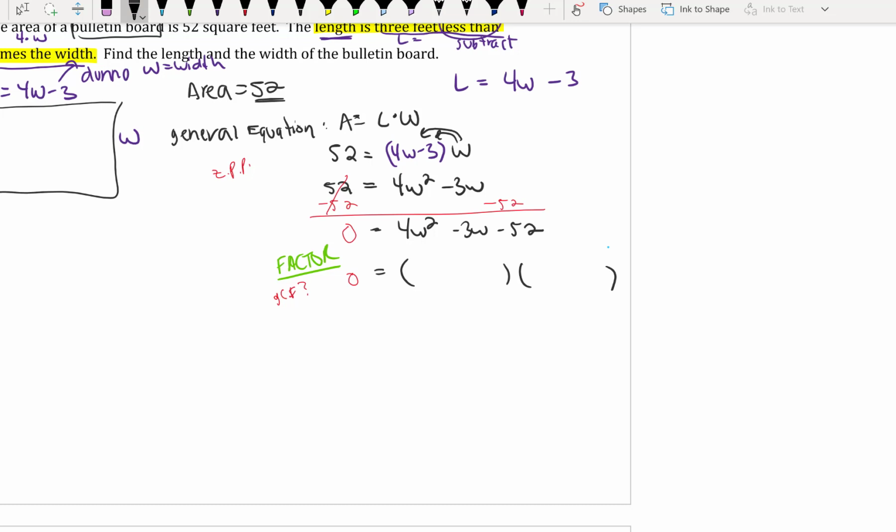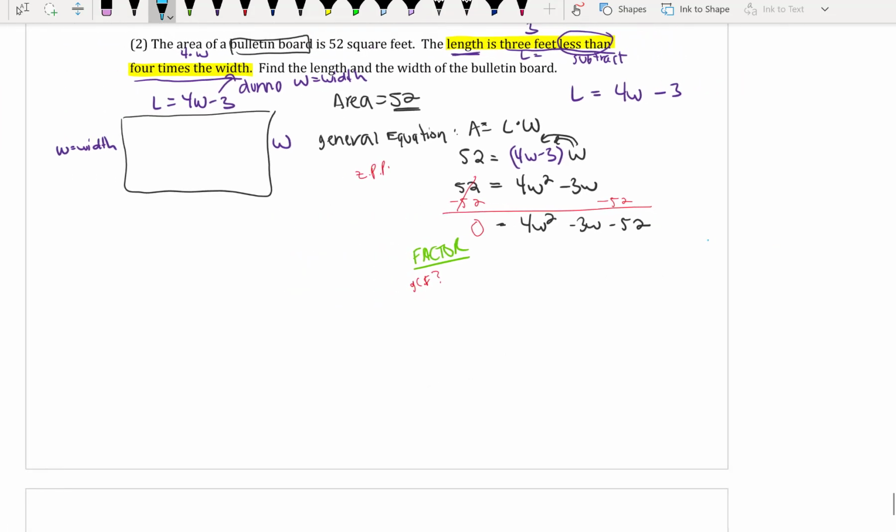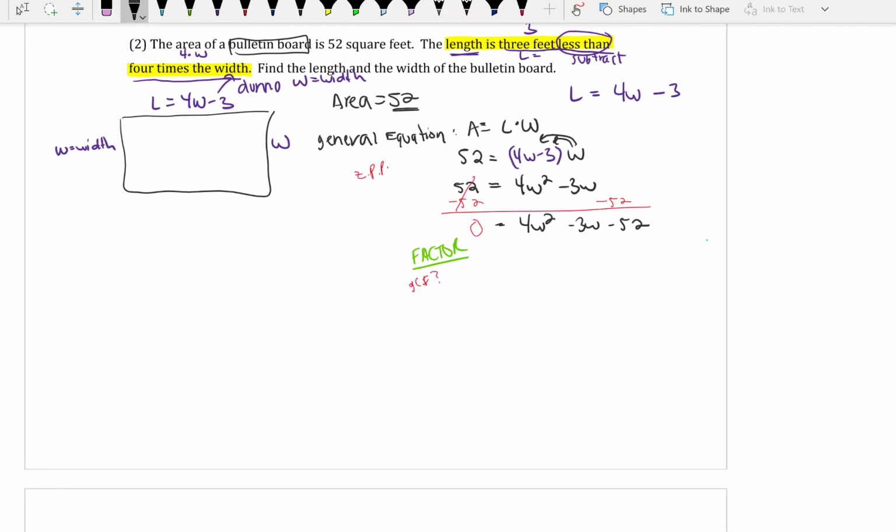Actually, no. Let's do the AC method. Why not? This is, I think, a good opportunity for those people who really like the AC method. So, the AC method, when we are factoring.